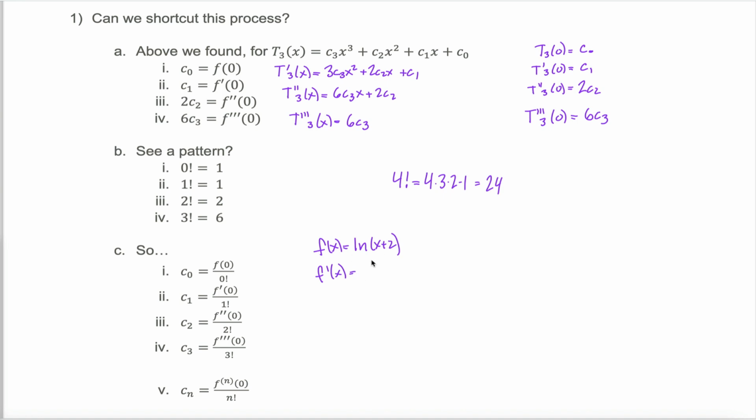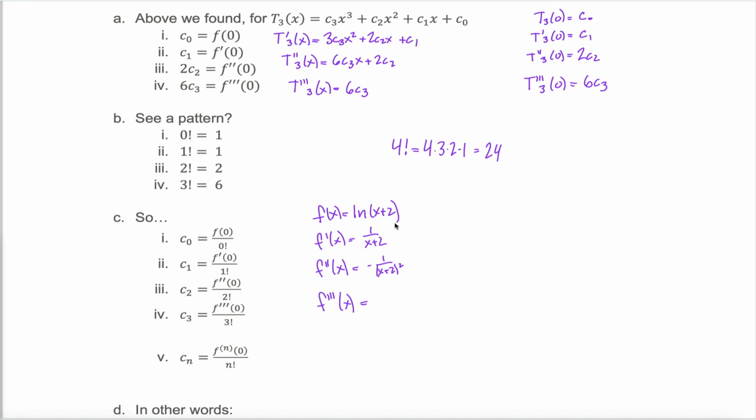The derivative of the natural log of x plus 2 is 1 over x plus 2. The second derivative of the natural log of x plus 2 is the derivative of 1 over x plus 2, which is negative 1 divided by x plus 2 squared, as we worked out in the previous videos. For the third derivative of this function, f of x equals the natural log of x plus 2, I just take the derivative of the second derivative, and as you may recall from the previous video, that ends up being equal to positive 2 divided by x plus 2 cubed. I got the first three derivatives of my function f of x.